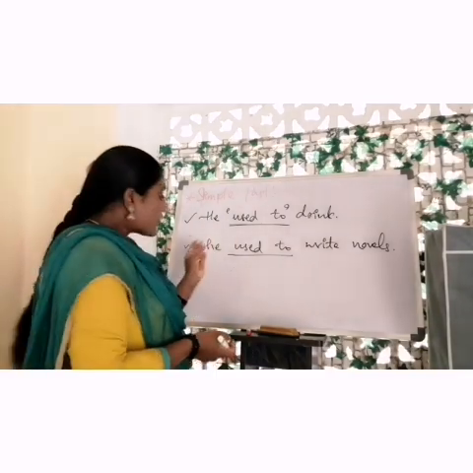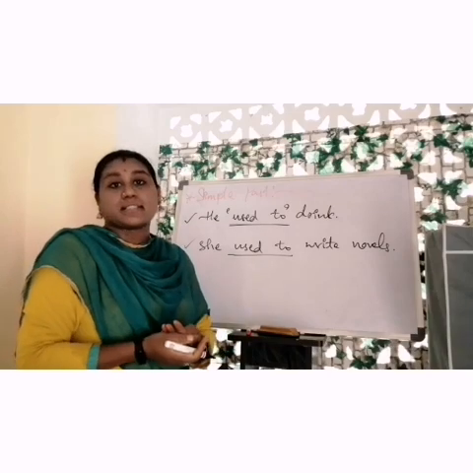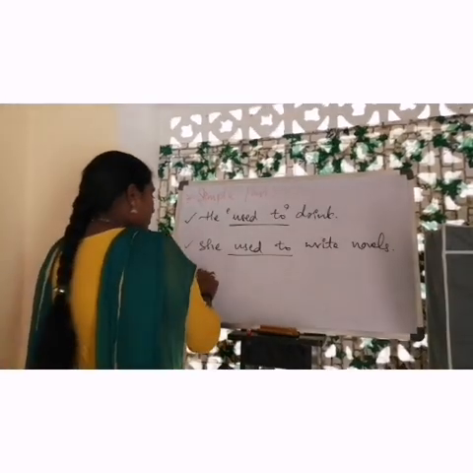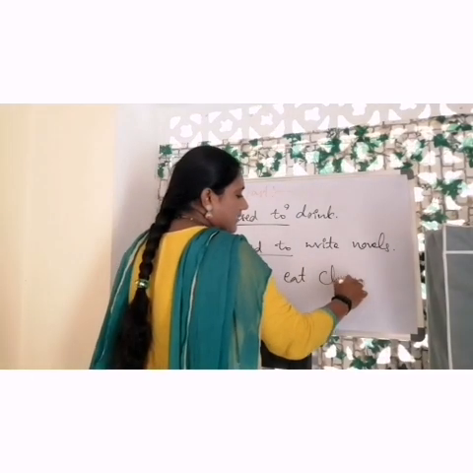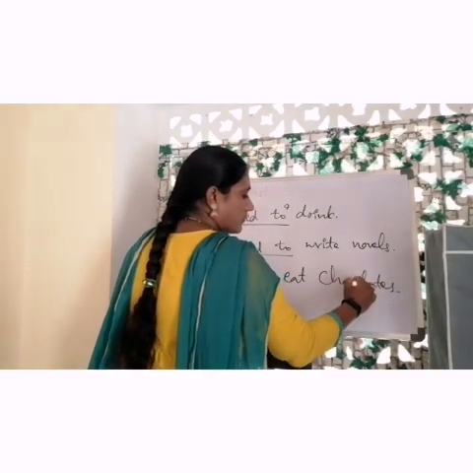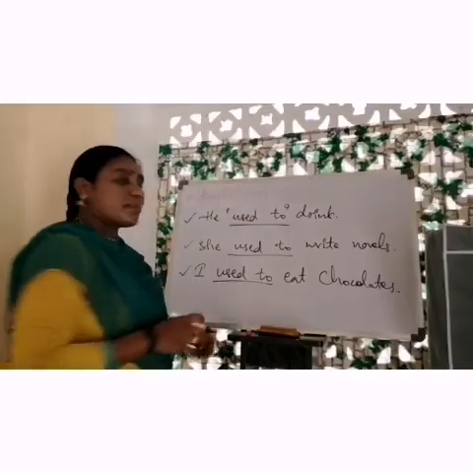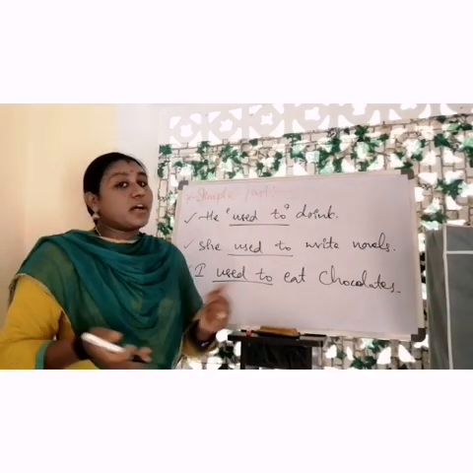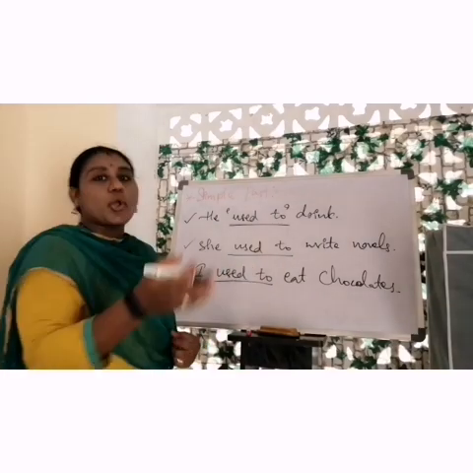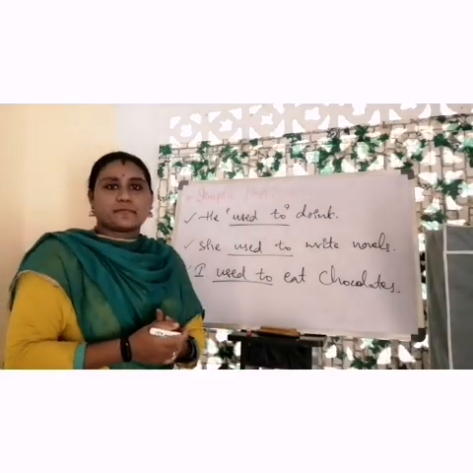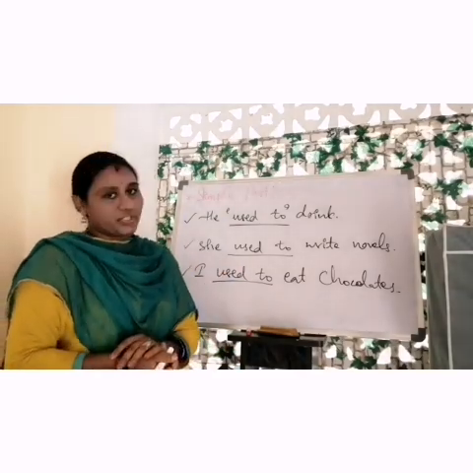And coming to the second example, she used to write novels. Of course, but not now. Okay, and I used to eat chocolates. Of course. So here "used to" means but not at present, not now. Because I became fat. So I'm not eating chocolates anymore. So I used to eat chocolates. It was in the past itself, not at present. Okay. So these are some examples for habitual actions.